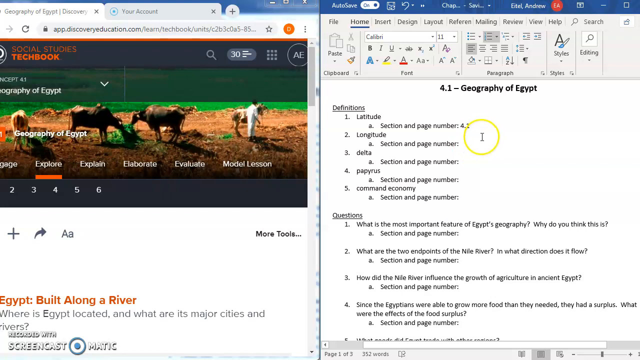The reason why I have you add the section is so you can just copy and paste it into the study guide when we make that at the end of the chapter. So go ahead and make all of these 4.1. We will add page numbers as we come across them.